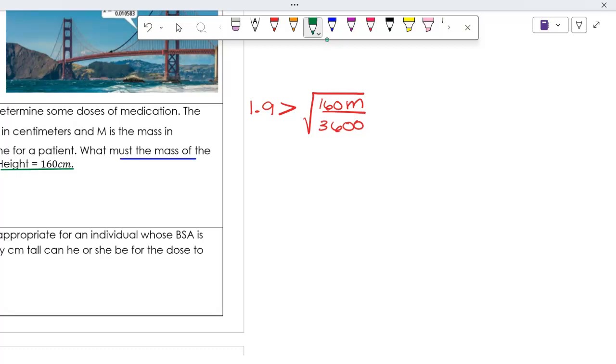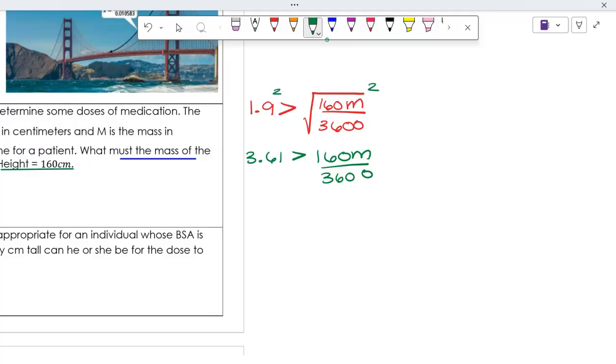Notice my radical on the right is all by itself. Since it is by itself, I can square both sides. That gives me 1.9 squared, which is 3.61. So I get 3.61 is greater than 160 M over 3,600.